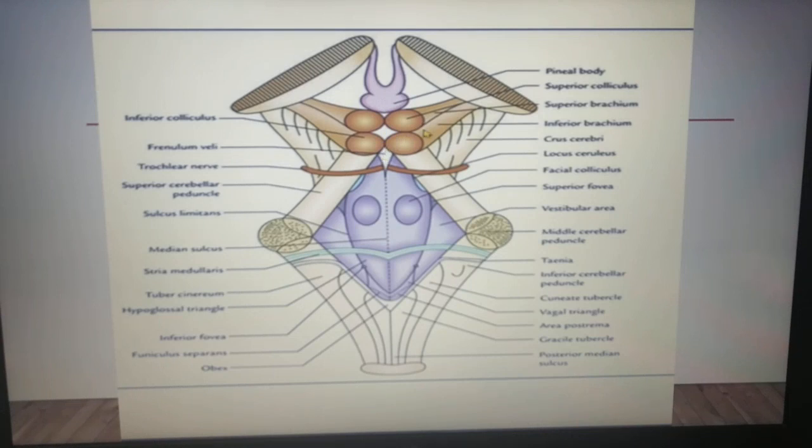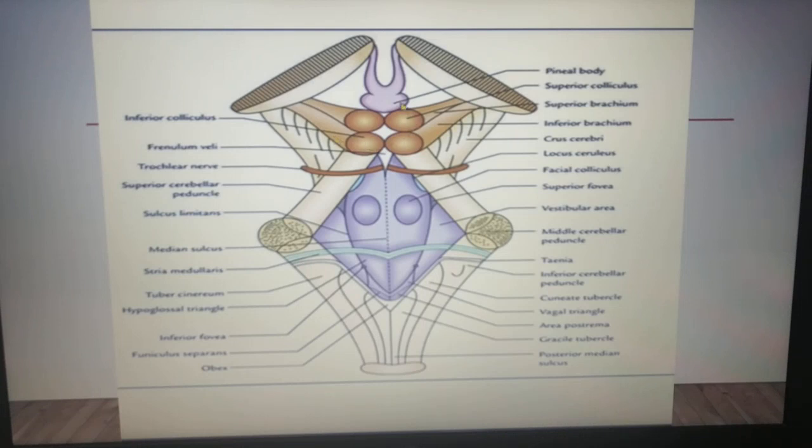On either side of the superior colliculus lies the superior brachium, and on the sides of the inferior colliculus lies the inferior brachium. Brachium means limb. These limb extensions reach the geniculate bodies. The superior colliculus via the superior brachium reaches the lateral geniculate body. The inferior colliculus via the inferior brachium reaches the medial geniculate body.